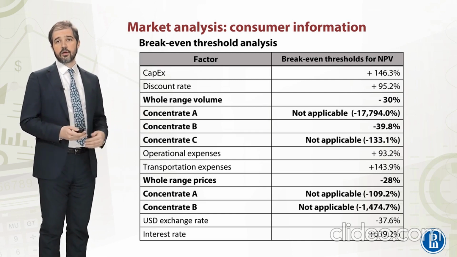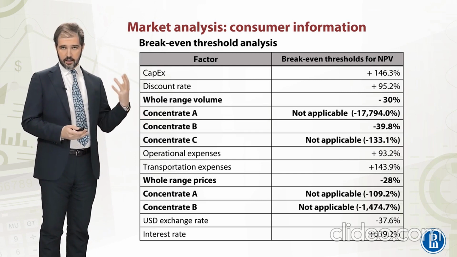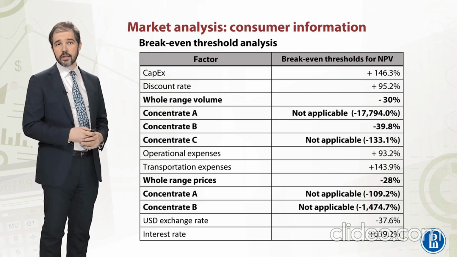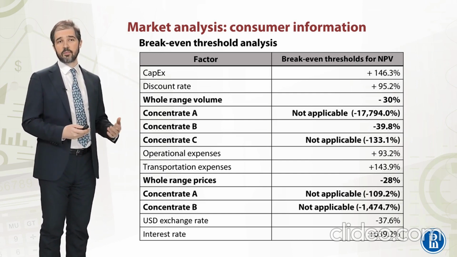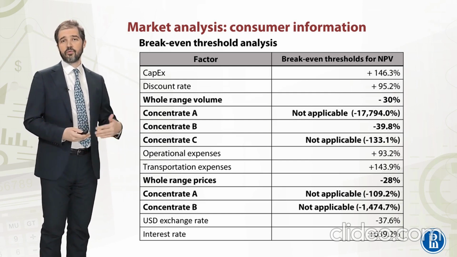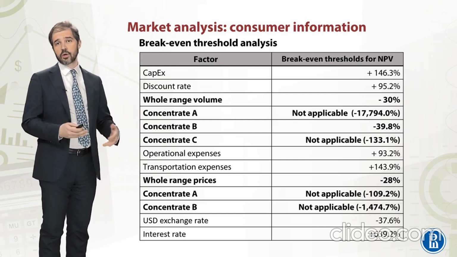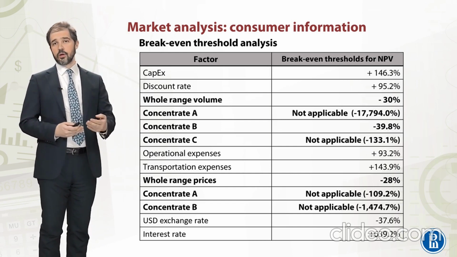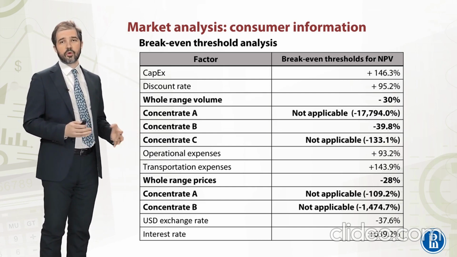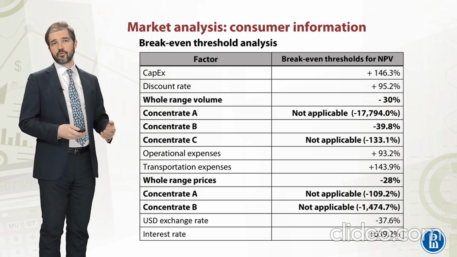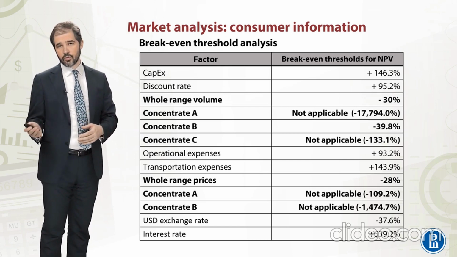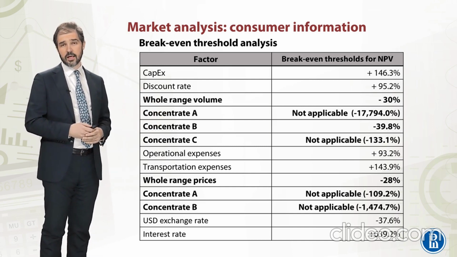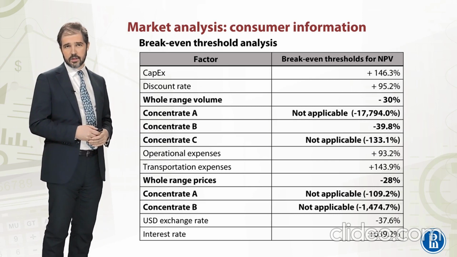146%. This means that we need, in order to make our NPV equal zero, to kill our NPV in the project, we need to increase CAPEX, capital expenses, by 146%. So approximately 2.5 times. Discount rate, we need to approximately double our discount rate. For example, in basic scenario, it was 12%. Then if we apply 23 or 24%, then our NPV will become zero.